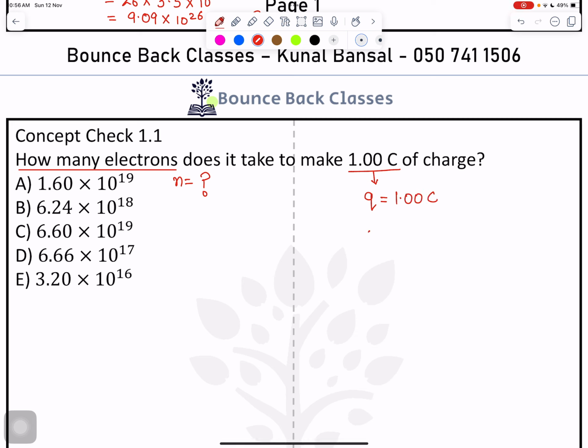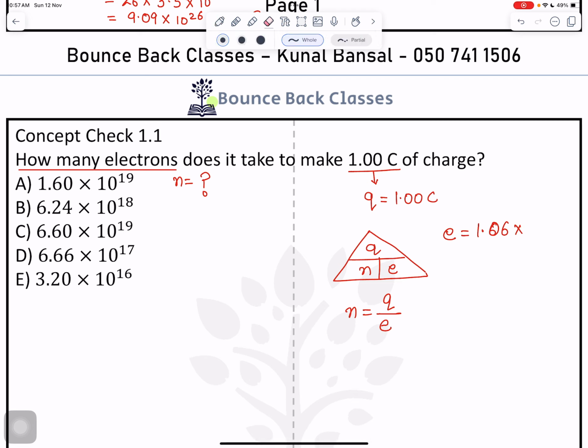So guys, what we need to find? N. As we already know, what is the triangle we have? Just tell me fast. Q equals NE. What we need to find? N. N is equals to Q divided by E. Okay, I already told you what is E. 1.6 multiply 10 raised to the power negative 19. To solve it, 1 charge is 1.00 divided by 1.6 multiply 10 raised to the power negative 19. Just solve it fast.